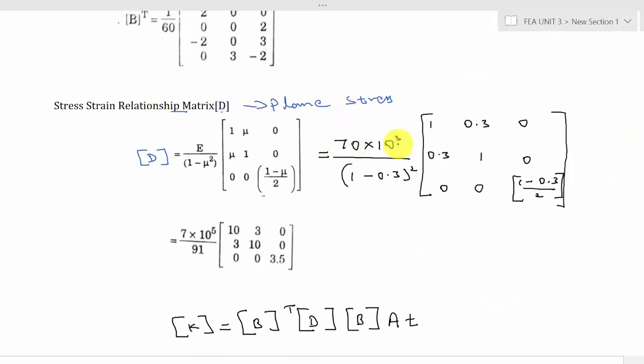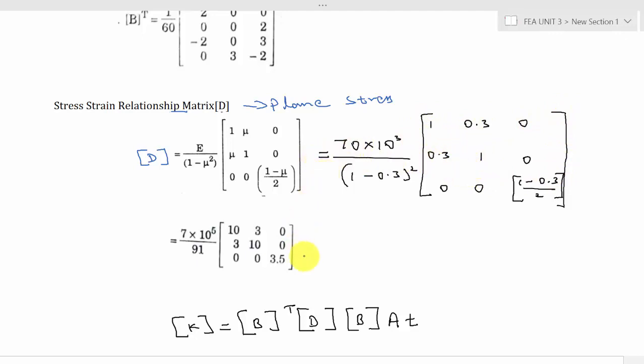Now I can substitute it. It is 70 into 10 power 3 divided by 1 minus mu squared, where mu is given as 0.3. Then the matrix is 1, 0.3, 0, 0.3, 1, 0, 0, 0, 1 minus 0.3 divided by 2. If you simplify this matrix, you will get 7 into 10 power 5 divided by 91 times the matrix 10, 3, 0, 3, 10, 0, 0, 0, 3.5. Or otherwise you can keep the same matrix as it is. You don't need to simplify it. If you want, you can keep the matrix as it is.